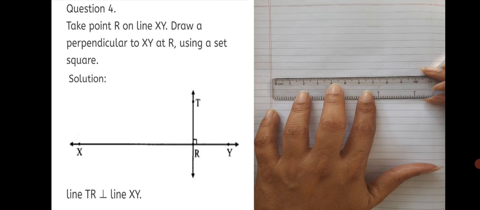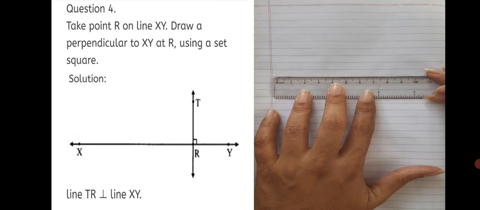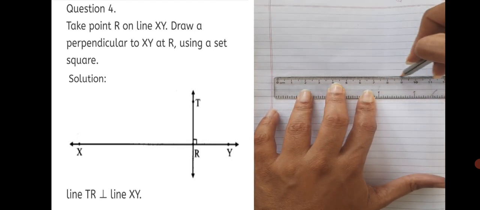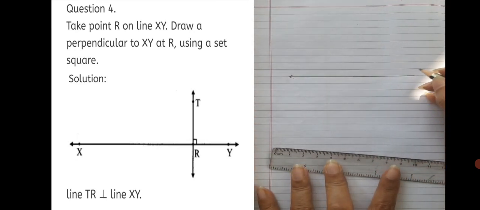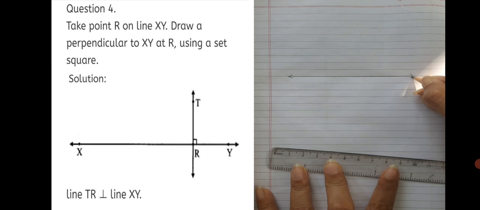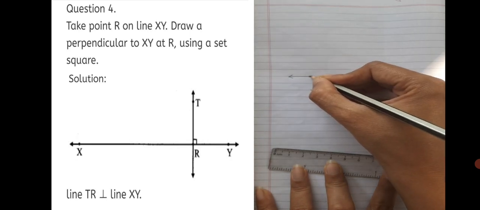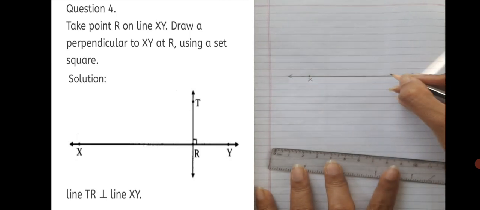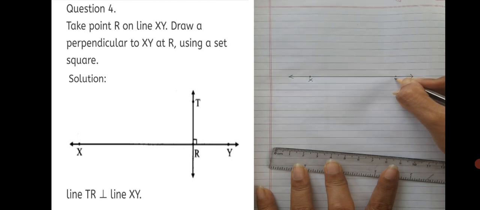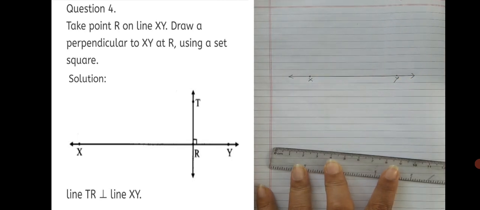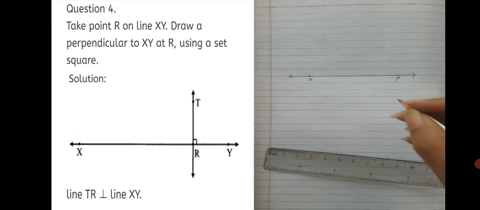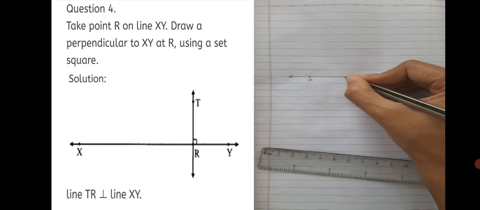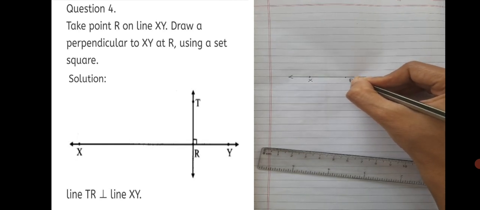First, we are going to draw a line XY with help of a scale and a pencil. So draw a straight line. Put the arrows carefully. Since it's a line, you have to put the arrows. Name the point X on one side and point Y on the other side, saying that it is line XY. Now we have to draw a perpendicular to XY at point R, which is on the line. So first we have to take point R on the line.